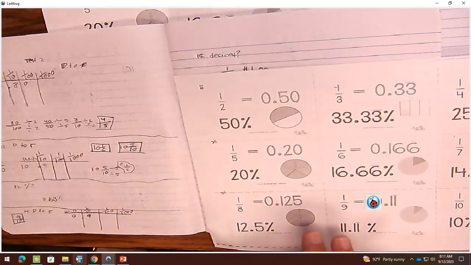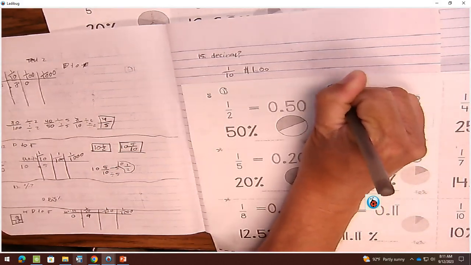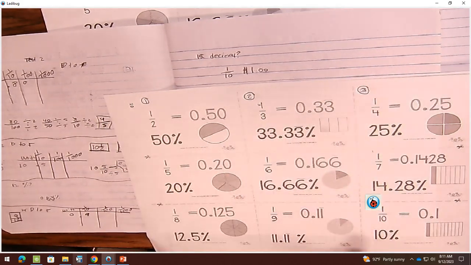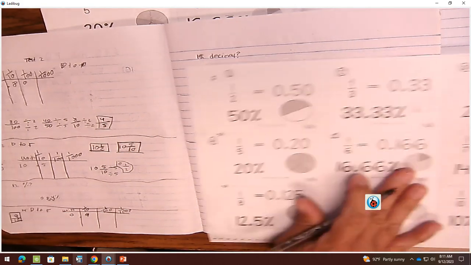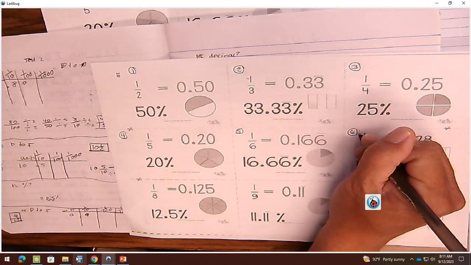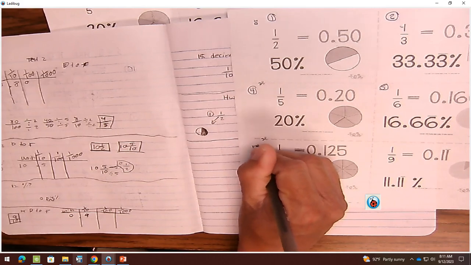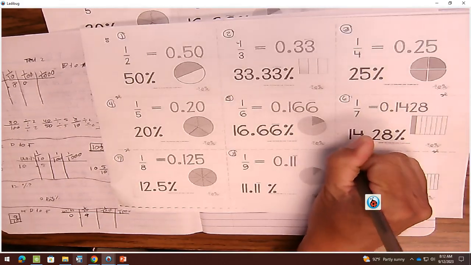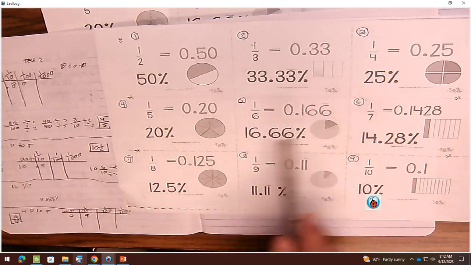How can we number these? This guy will be number 1. This will be number 2. This will be number 3. This one will be 4, 5, 6, 7, 8, and 9. Okay, so it's 1, 2, 3, 4, 5, 6, 7, 8, 9.